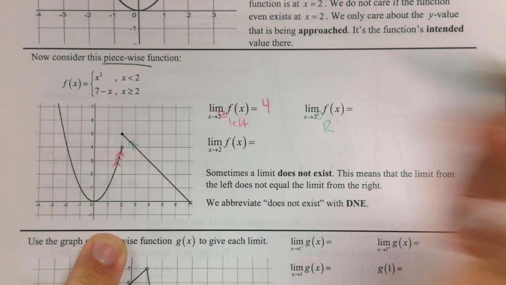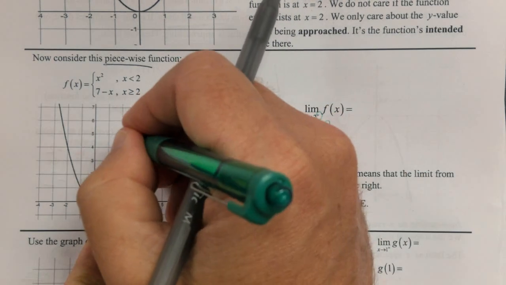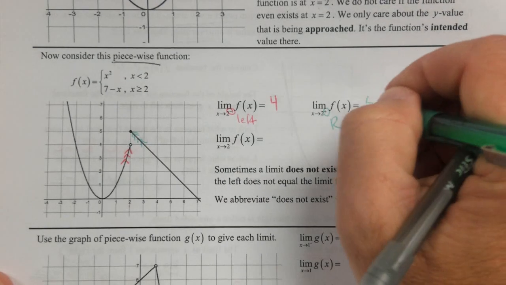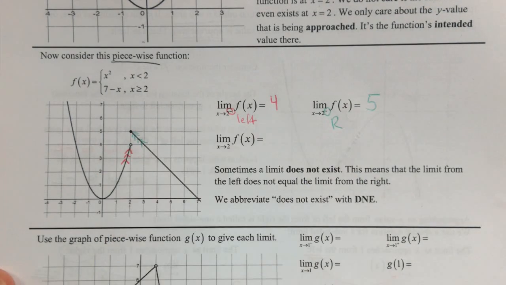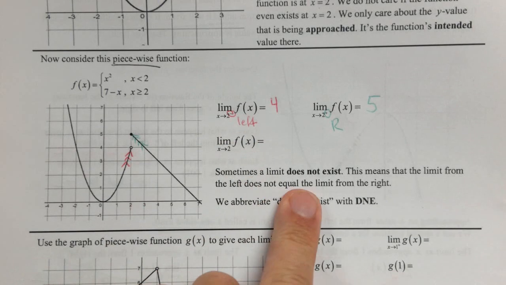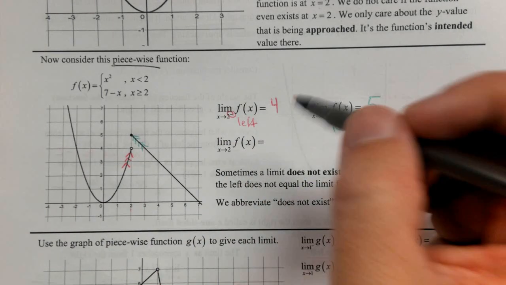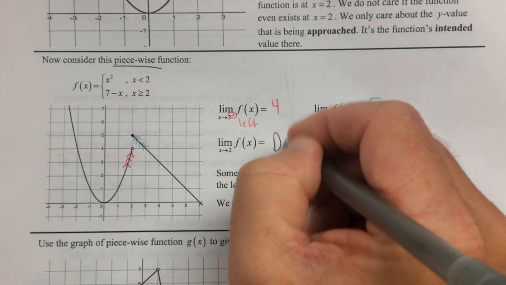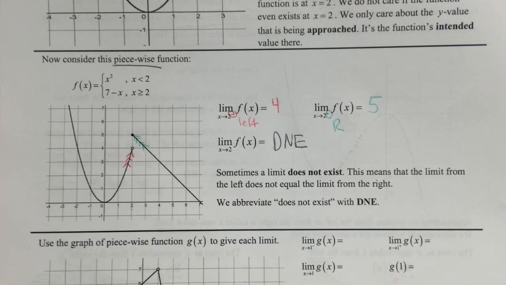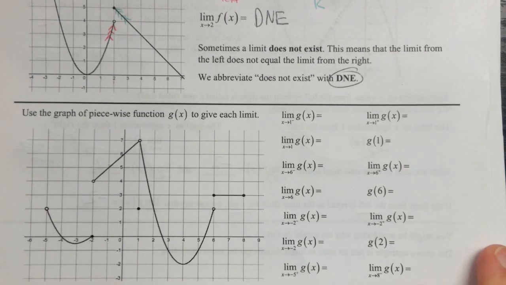And if we come from the right, so we're at 2.1 and 2.01 and 2.001, we're approaching 5. And the open circle, closed circle stuff doesn't matter because we don't get there. We're just approaching. Which means, do you remember? Oh, there's the answer right there. If the two limits are different, then the overall limit just doesn't exist. They've got to go to the same thing for the limit to exist. And we can abbreviate that with DNE.